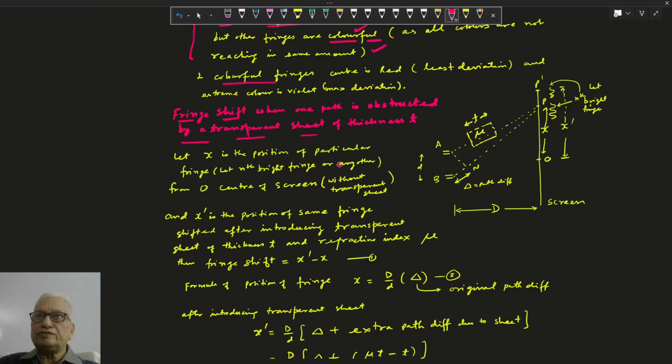In the colorful fringes, the center of the colorful fringes will be the red, the least deviated because of the red color, and the extreme color, the most deviated, will be the violet color. So this way other fringes will be colorful.